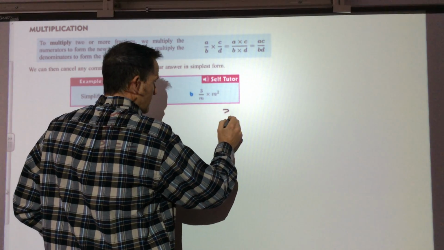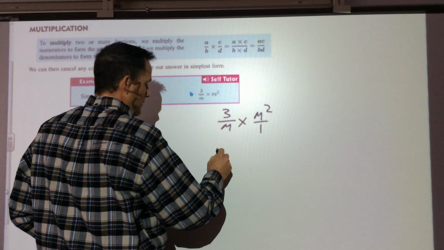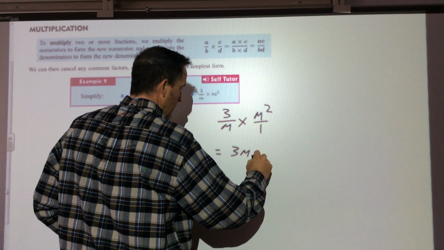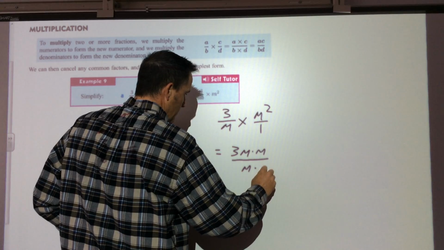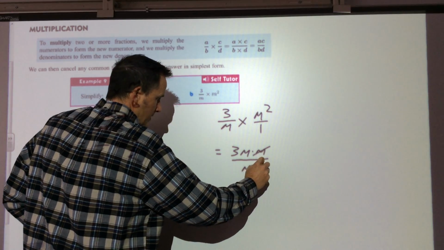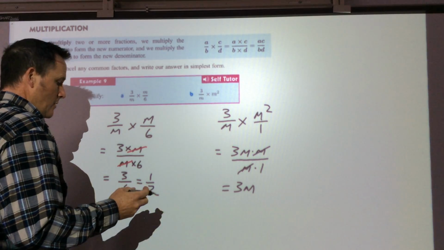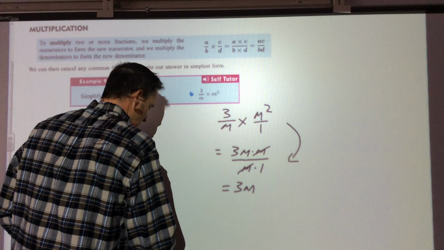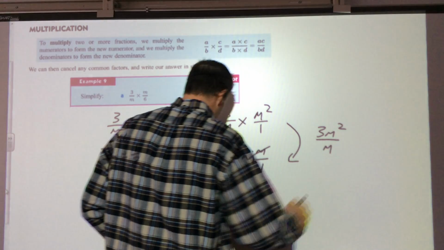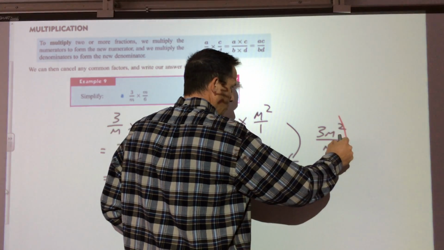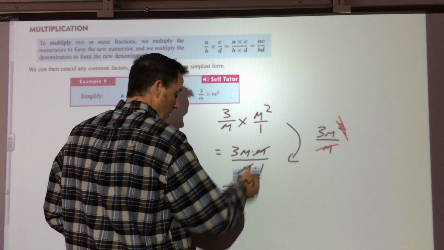That's the first one. For B, same idea. We have to visualize this as 3 over m times m squared over 1. So I have 3m times m, because some people don't like to write it as m squared, over m times 1. M cancels with m. I'm left with 3m. Now, you may see it this way as well. Whichever way works for you, I'm totally cool with that. You know that you can cancel the 2 and the m, so you have 3m. I'm just doing it this way to make sure everybody sees what's happening.